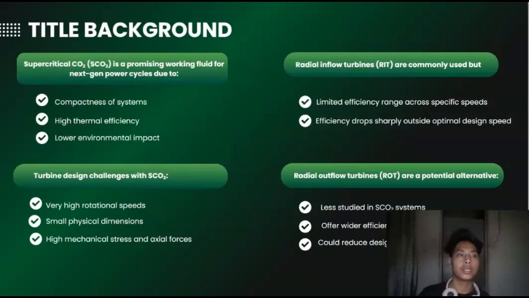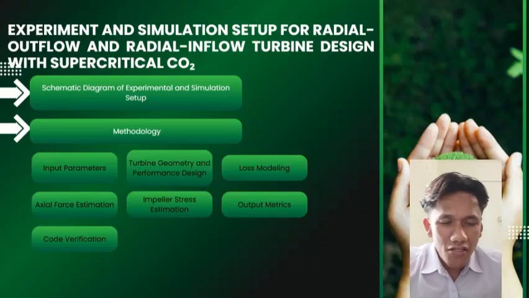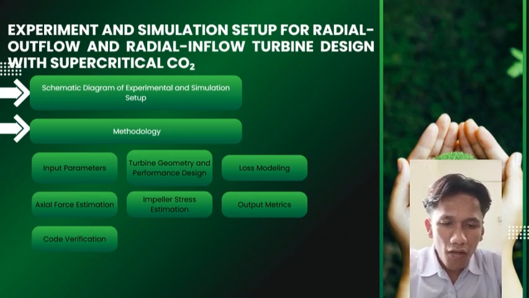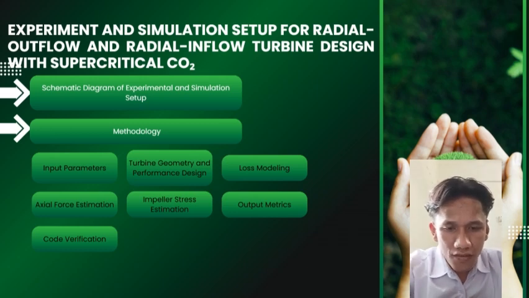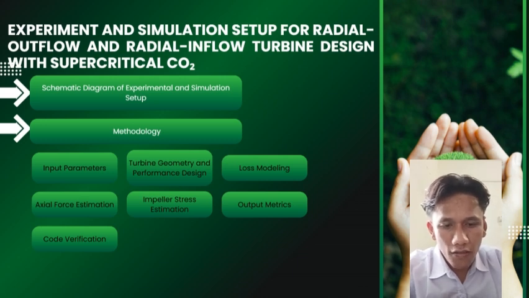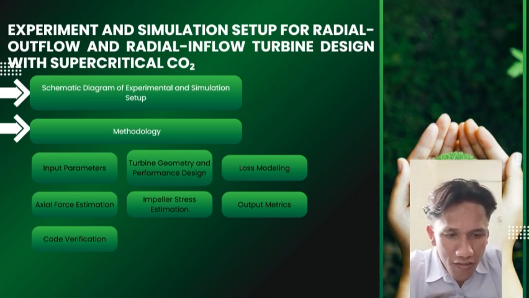Supercritical carbon dioxide, or SCO2, is gaining attention as a working fluid in modern power cycles due to its compact system design, high thermal efficiency, and reduced environmental impact. However, designing turbines for SCO2 is challenging. Firstly, they operate at very high rotational speeds. Secondly, the turbine has small physical dimensions, which create mechanical and efficiency-related issues. And thirdly, there is high mechanical stress and axial forces on the turbine.